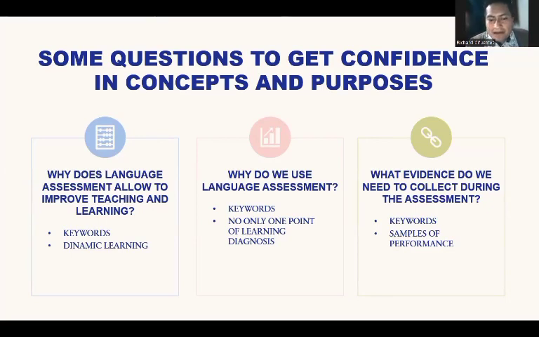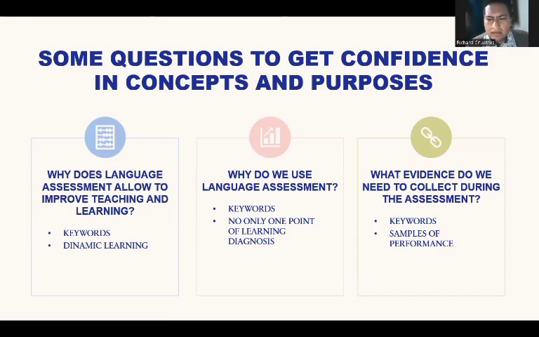Then number two, why do we use language assessment? We use language assessment to create a big picture, a big idea of how my students are learning, whether they are catching my classes or my classes have to change. It's not only a point of learning diagnosis, it's not only making a test, it's creating the future steps to guide my students, to make a good teacher.